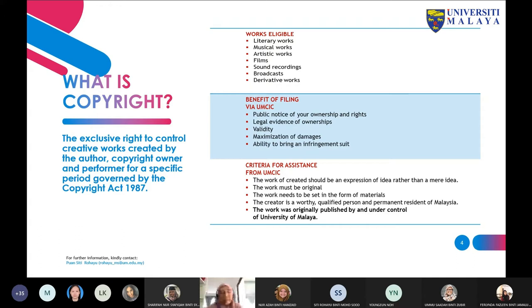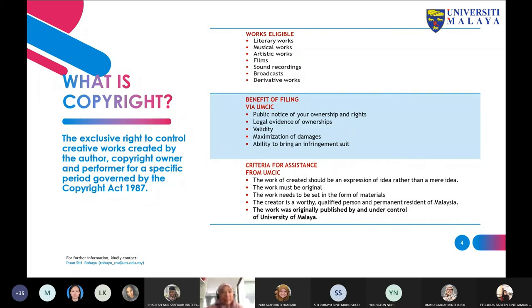Third one is that it has to belong to one of the categories of protected works in the Act, and it's there on the slide. Yeah, literary works, musical, artistic, film, sound recordings, broadcast, typographical arrangements, and derivative works. And lastly, it has to satisfy one of the qualifications for protection in the Act, and that is basically the connecting factor with Malaysia, with the country in which you're trying to establish that you have copyright over the work.